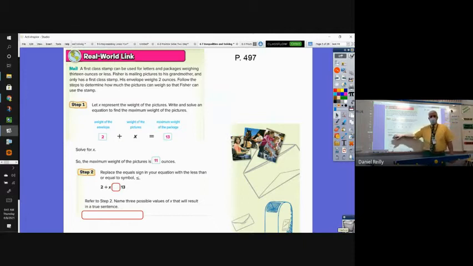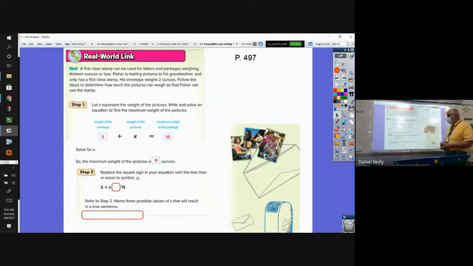Now, can I put 13 ounces of pictures in the envelope? No, the stamp isn't enough postage. Can I put 8 ounces of pictures in the envelope? Yes. Okay, so 11 is the maximum amount of weight of pictures, but I could put other weights of pictures that are less.